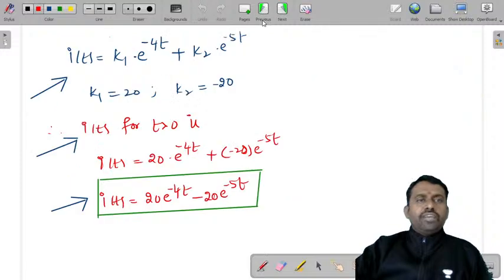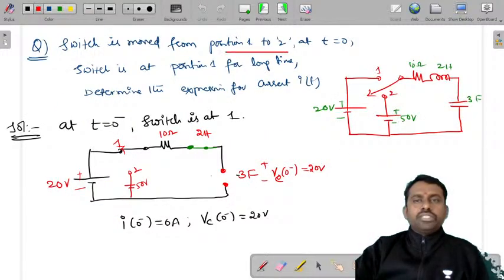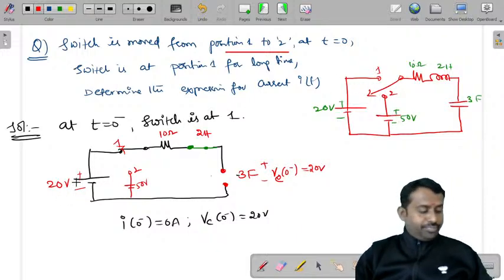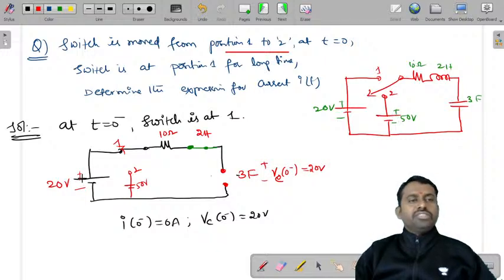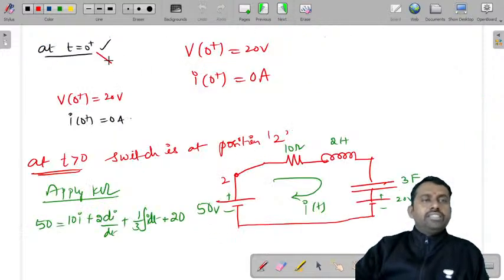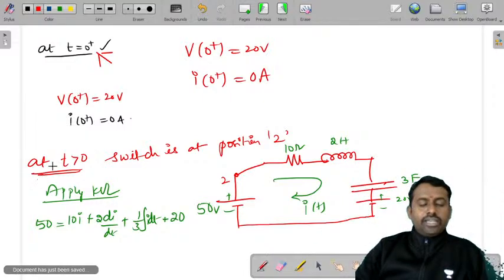Then let's see how we have solved this. This is the question that is given. In this, the switch is moved from position 1 to position 2. When it is moved from position 1 to position 2, we have the 20 volts source that was previously connected for a very long time. So we have considered I of 0 minus and Vc of 0 minus. Then we find the values of I of 0 plus and V of 0 plus. You get the same values because a capacitor does not allow sudden change of voltage and an inductor doesn't allow sudden change of current.